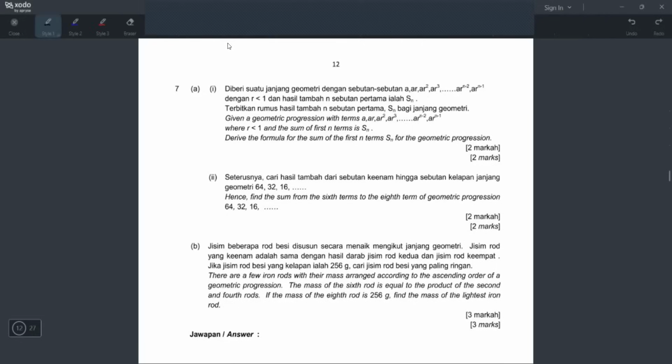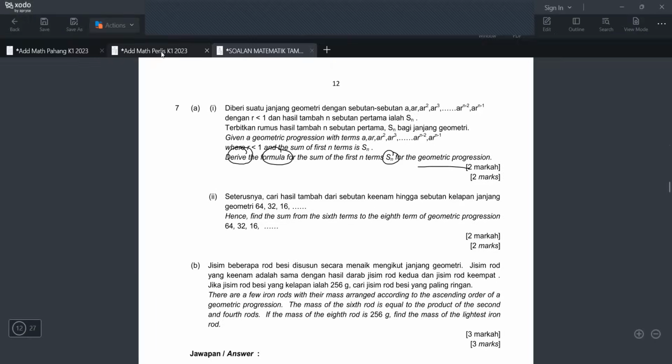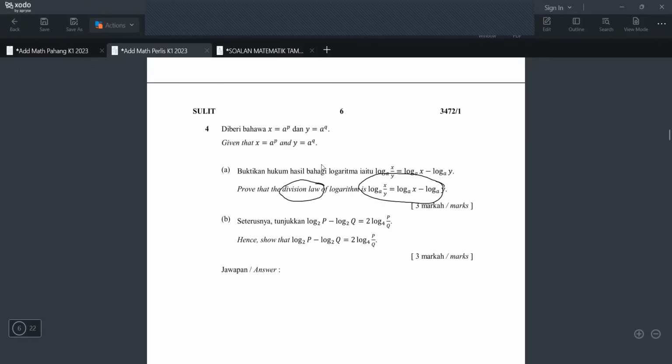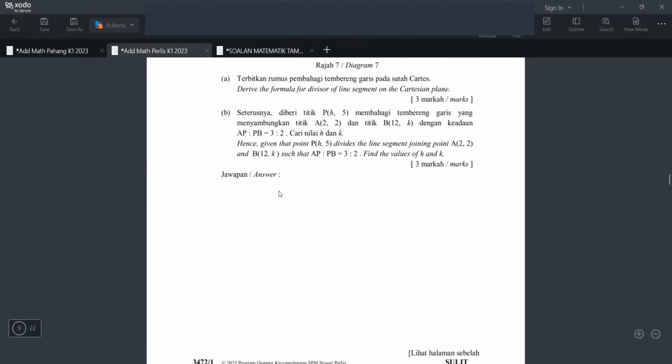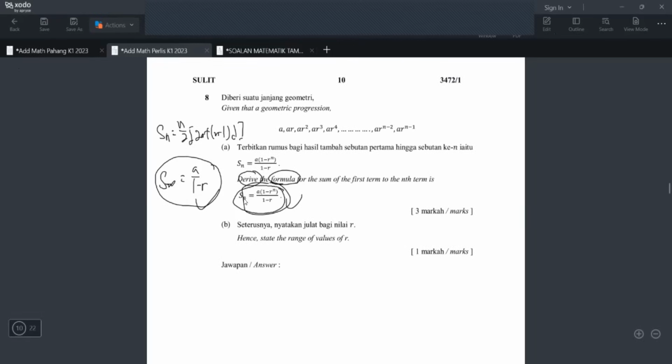Number 7. So this one also they'll ask you to derive a formula, but obviously it's not the log one, it's the Sn for geometric progression. Can you see how often this comes out? It's the same as the Perlis one, just now the one I showed you. This one is the Sn for geometric.